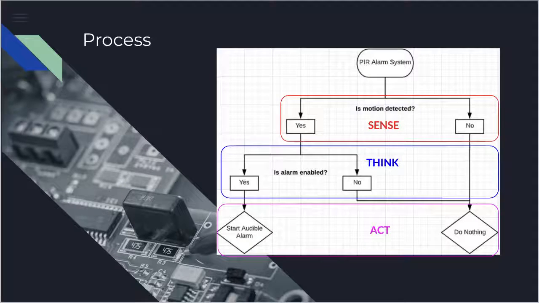The system is broken up into 3 sections: sense, think, and act. In the sense section, the system has to detect whether motion is present. If there's no motion present, the alarm does nothing. If there is motion present, then it moves on to the think section of the system. It then has to think whether the alarm is enabled or not. If it isn't, then it does nothing as well. But if the alarm is enabled, then the buzzer starts to sound.